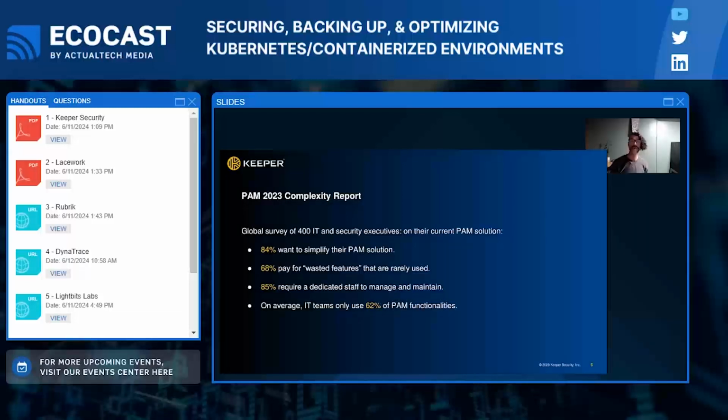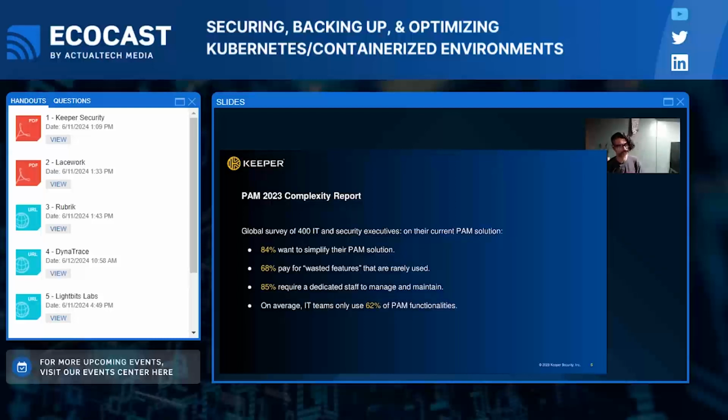Check this out. 85% require dedicated staff to manage and maintain their PAM platform. I'll be transparent: open source is great. There are some great products out there, but one of the things I've found personally is the amount of time and staff it takes to manage, maintain, and secure those platforms. And that financial cost is heavy when you're paying for those dedicated resources.